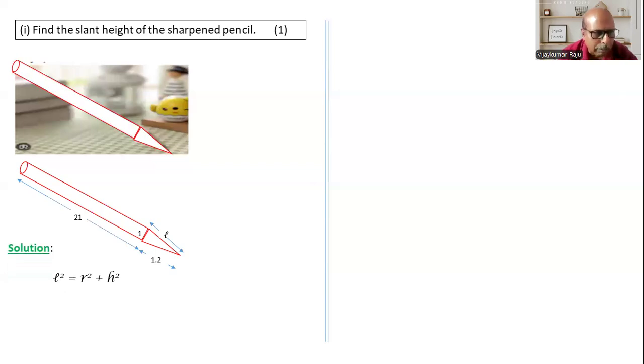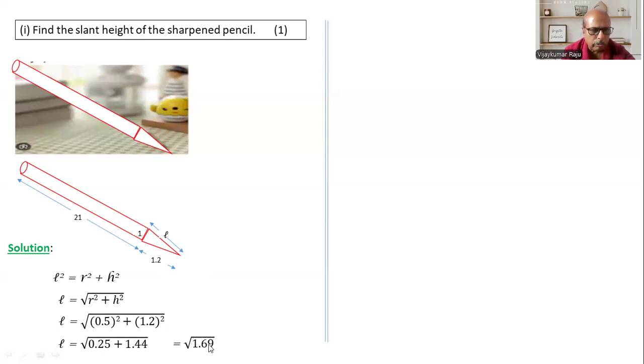L square is equal to R square plus H square. So L must be equal to square root of R square plus H square. What is R? R is 0.5 because our diameter is 1 centimeter. Therefore, radius should be 0.5. Height is 1.2. Put the values: 0.5 square plus 1.2 square, which is equal to 0.25 plus 1.44, which is equal to root of 1.69, which is equal to 1.3 centimeters. So it's a slant height, it is in centimeters. Clear?